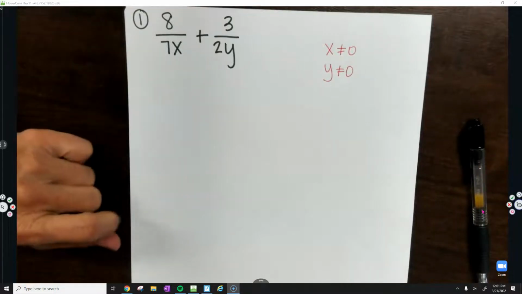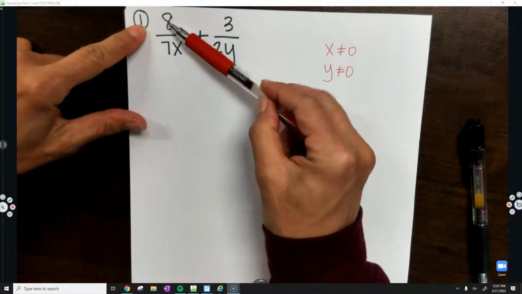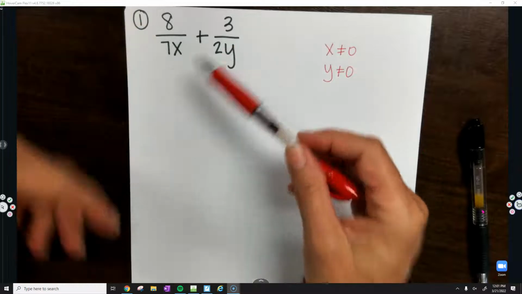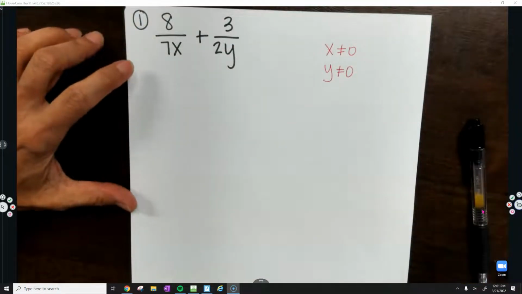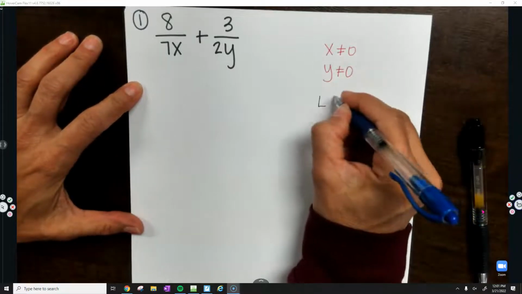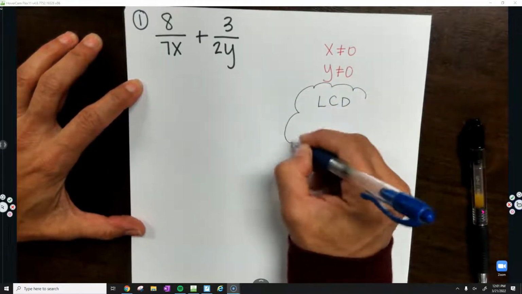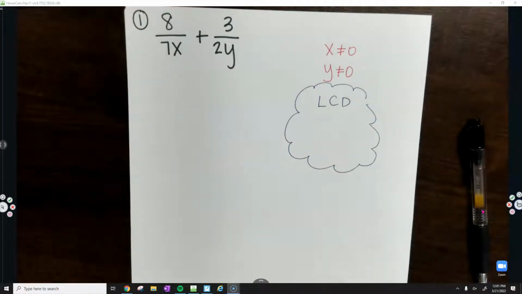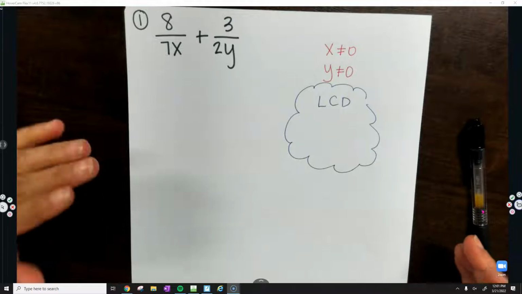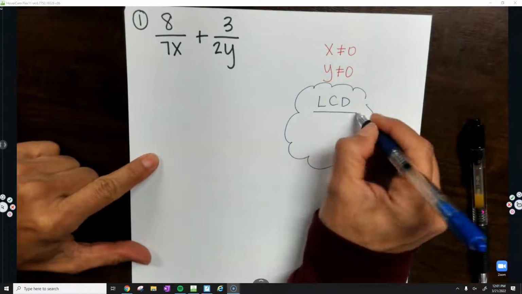All right, and remember, in order for me to combine this 8 and this 3, they have to have the same exact denominator. So what we're going to do is we're going to draw an LCD bubble. And guys, please don't think this is beneath you. Just draw the LCD bubble. And we are going to figure out what the LCD is.